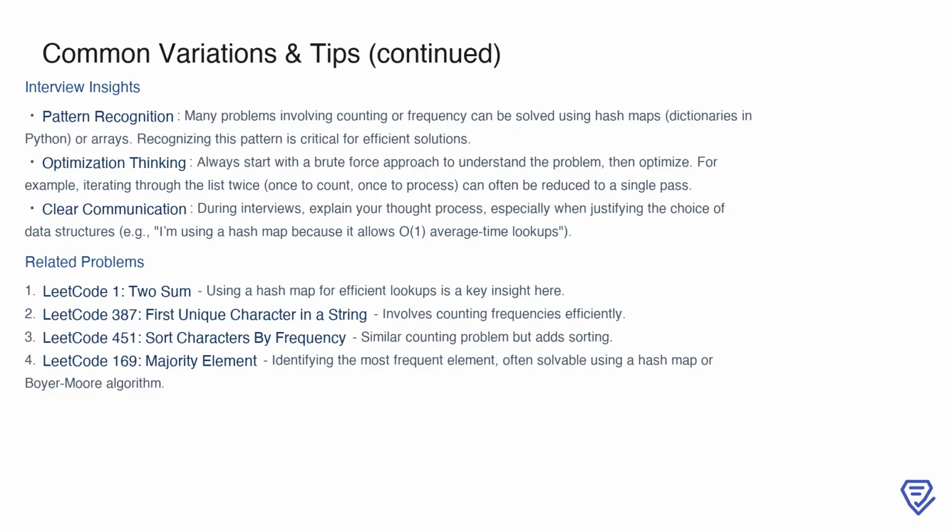Additionally, in an interview setting, clear communication is vital. Always explain your reasoning, particularly when choosing data structures. For example, you might justify using a hash map by pointing out its average O(1) lookup time. To deepen your understanding, you can explore related problems like Two Sum, which relies on efficient lookups with a hash map, or first unique character in a string, which emphasizes counting frequencies. Problems like sort characters by frequency and majority element are also excellent for practicing similar concepts, as they build on the idea of counting and processing data efficiently.